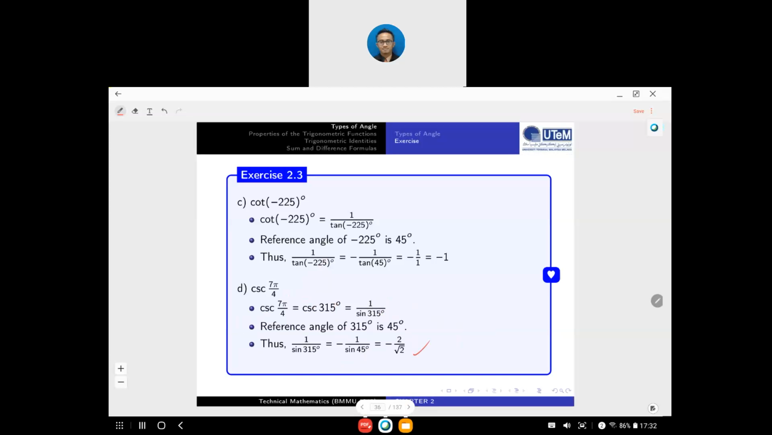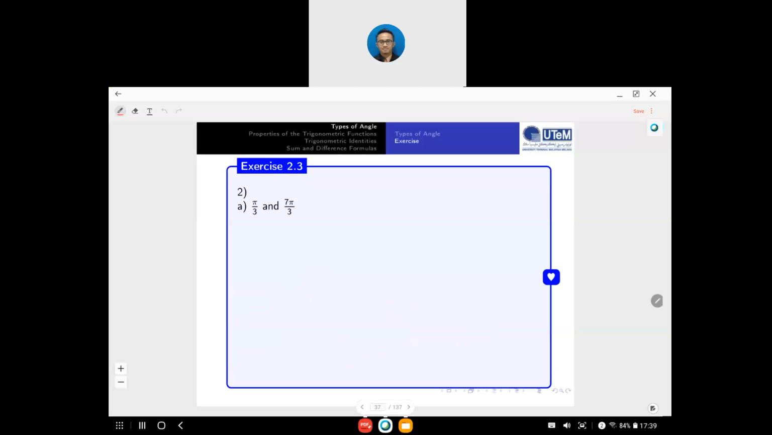Okay, any problems? Okay, question 2A. The question is: determine whether the angles are coterminal by sketching the graph. So this one we want to check whether pi over 3 and 7 pi over 3 are coterminal or not.